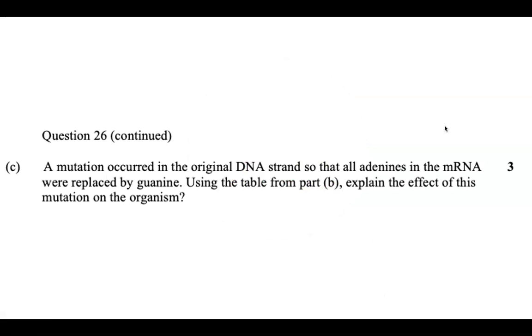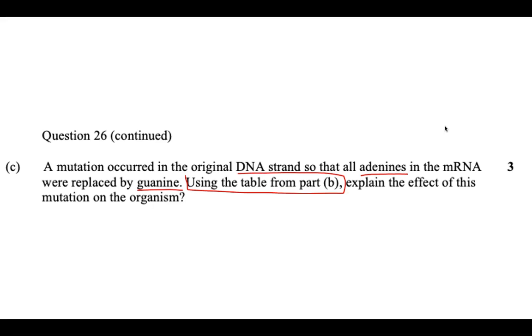All right, question 26. A mutation occurred in the original DNA strand so that all adenines in the mRNA were replaced by guanine. Using the table from part B, explain the effect of this mutation on the organism. So part B was what we just answered then, which was relating to the amino acid sequence that was produced.